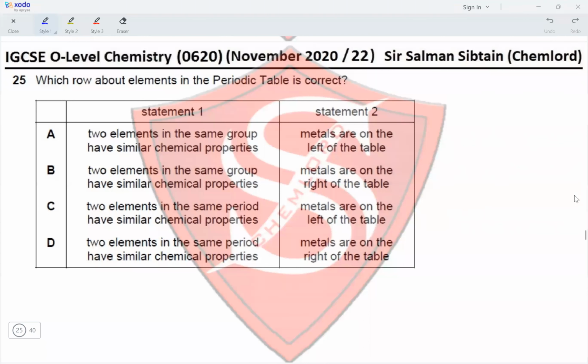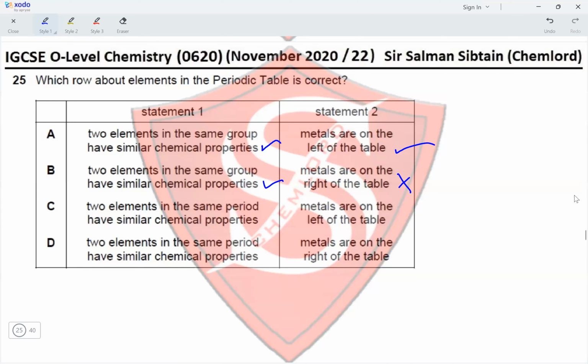Question 25. Which row about elements in the periodic table is correct? Two elements in the same group have similar chemical properties? Yes. Elements in the same group have similar chemical properties. And statement 2, metals are on the left of the table. Yes, metallic character decreases as we move from left to right of the periodic table. So this is correct. Next, two elements in the same group have similar chemical properties. Correct. Metals are on the right of the table. No, they are on the left.